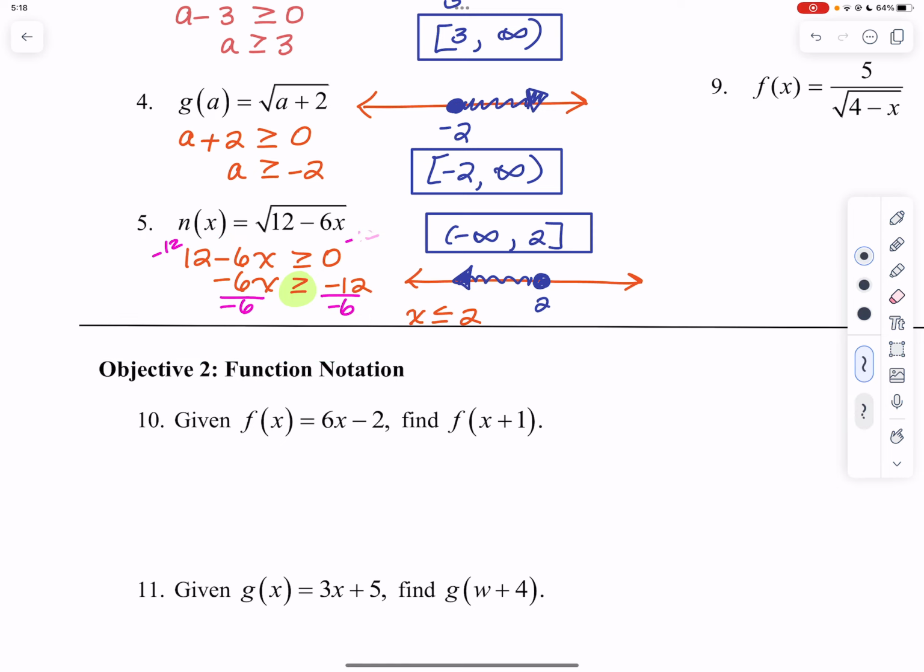I think if I take this off here, this might be a little bit easier. And then I can just put this under here.